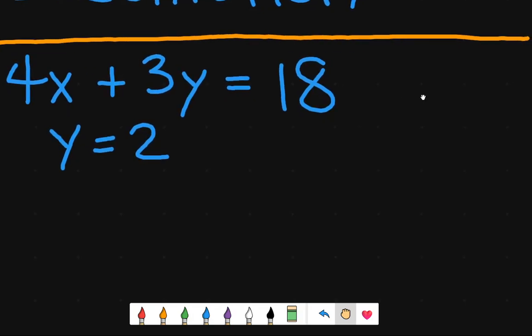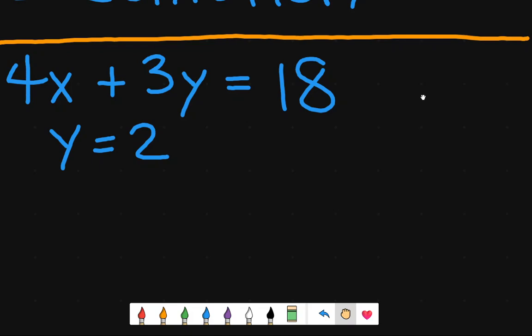So we have 4x plus 3y is equal to 18. That's the first equation. And the second equation, y is equal to 2. So it is best to solve this system of equations by using substitution. And we'll go ahead and do that now. So we have 4x plus 3y equals 18 and y equals 2.